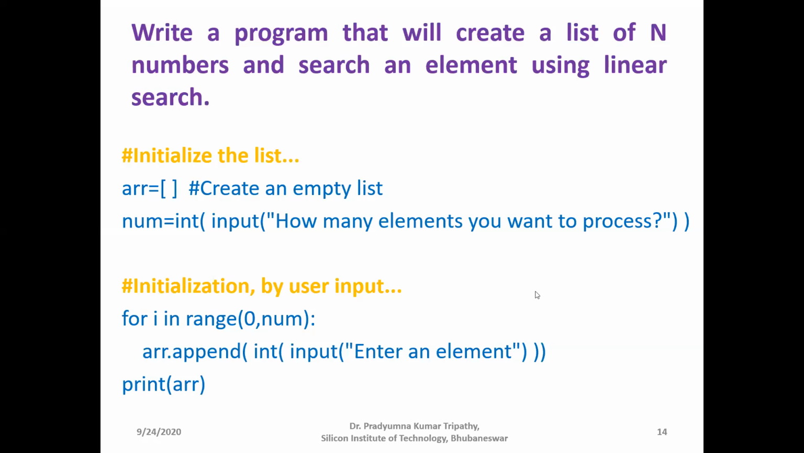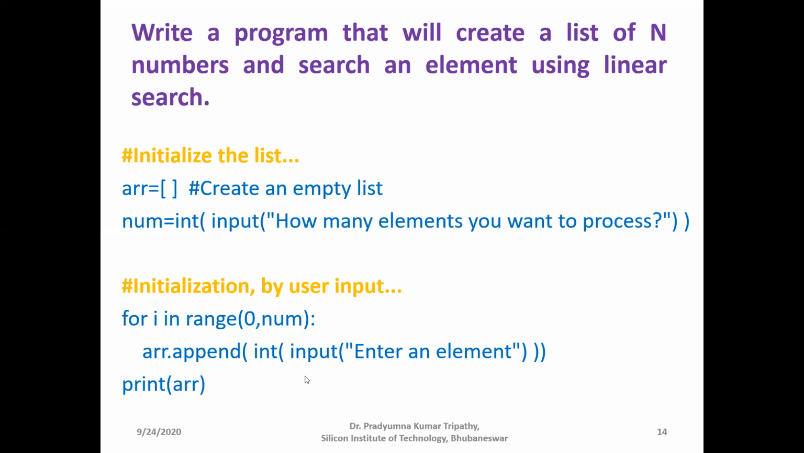So what we have to do is input a list of numbers, and we have to search for a number using linear search. So we take an empty list, we input the number of elements to process, then from 0 to that number we go on inputting the numbers and adding them to the list. And at last, if you want to print the list, simply write print list name. No need to write a loop to print like you do in C.